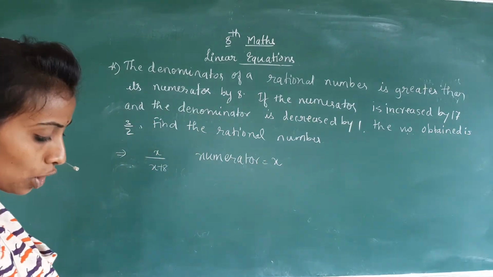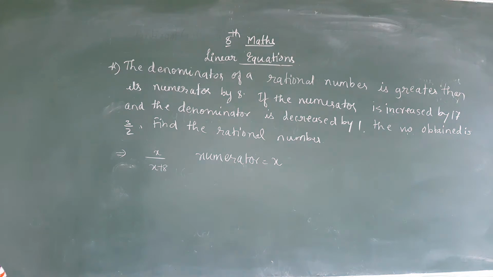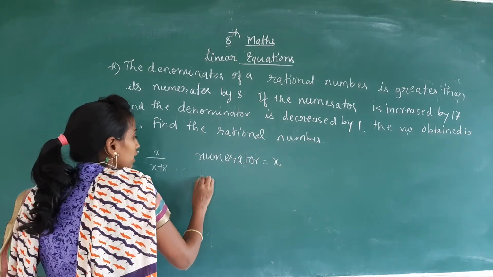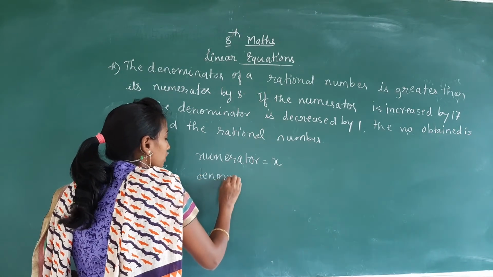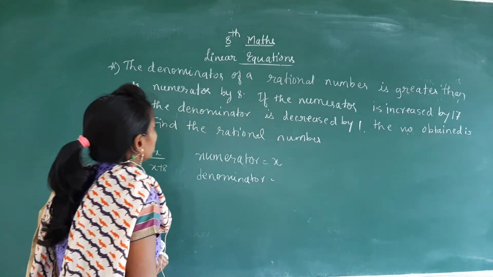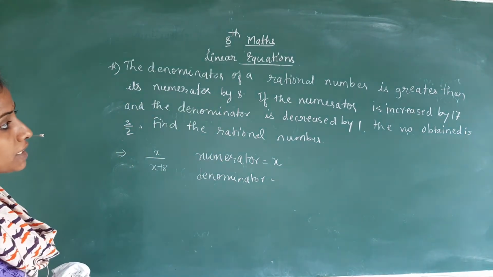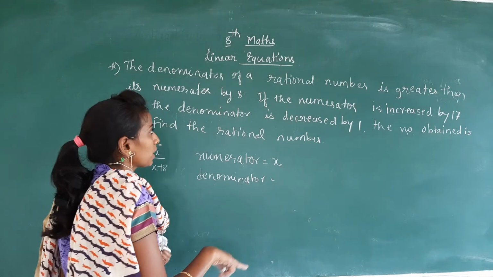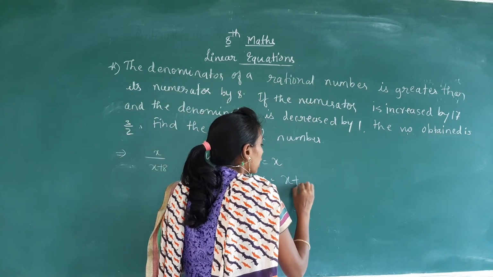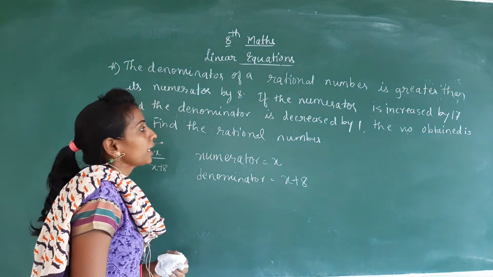What about the denominator? The denominator of a rational number is greater than its numerator by 8. The numerator is x, then the denominator is greater than its numerator by 8. Numerator is x means the denominator will become x plus 8.